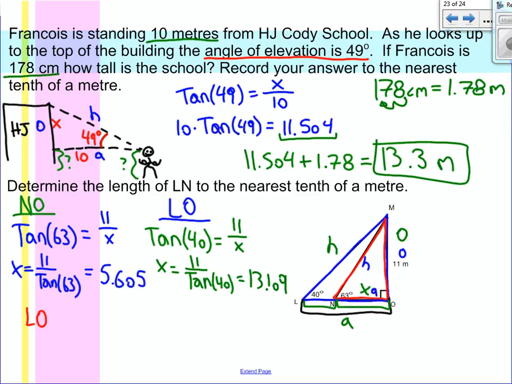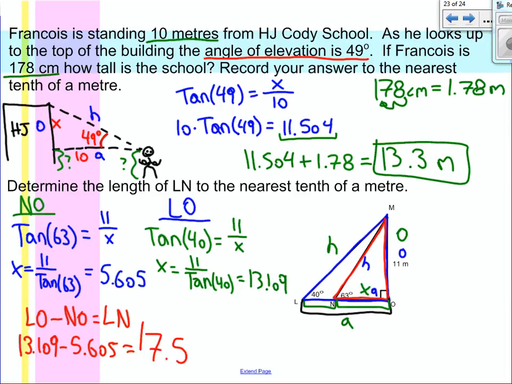So let's put that in our calculators. We're going to go L to O, so 13.109 minus 5.605 equals L to N. So 13.109 minus 5.605, and you find that L to N is 7.5. We round because that's our very last step. That's why we rounded.